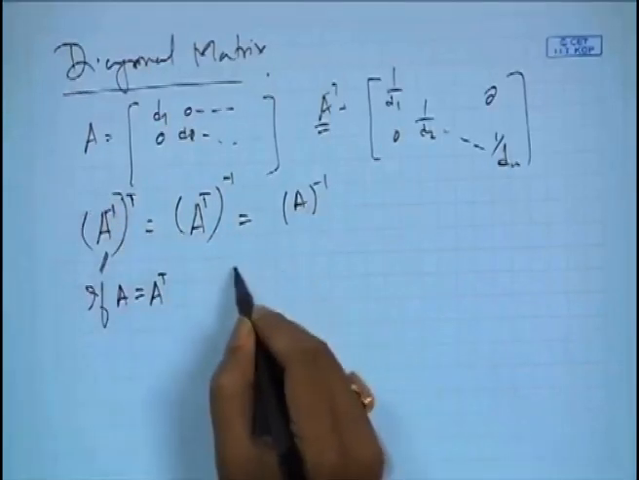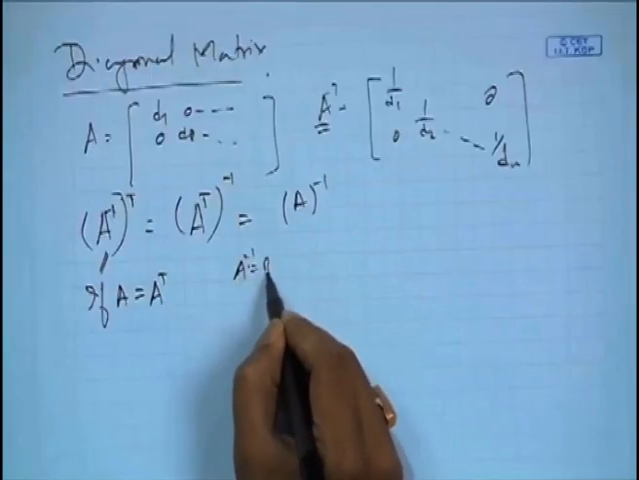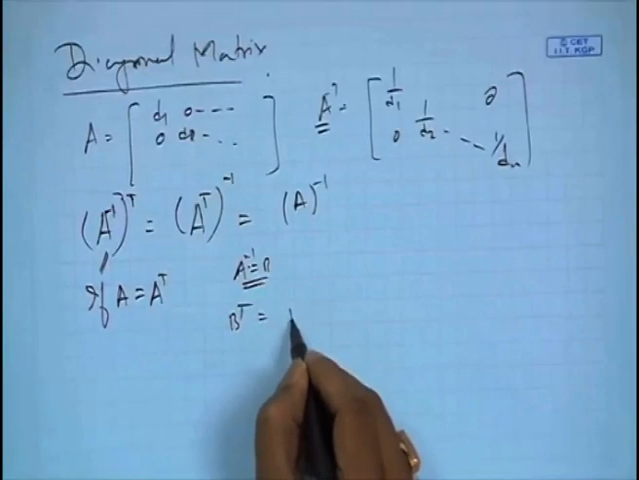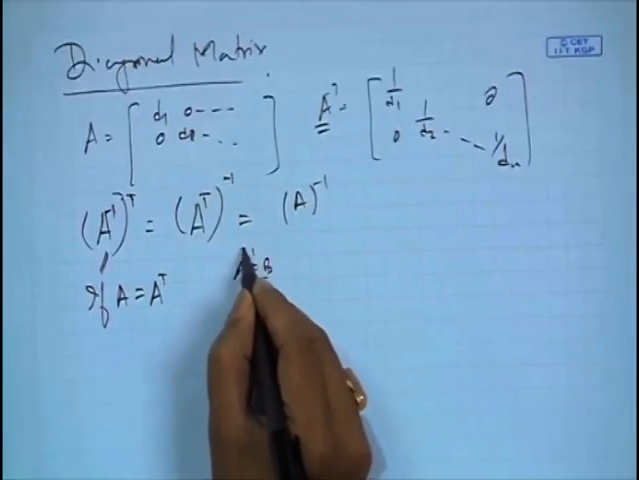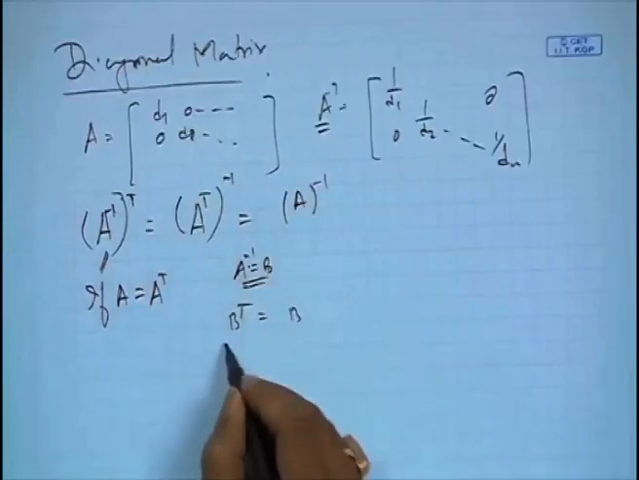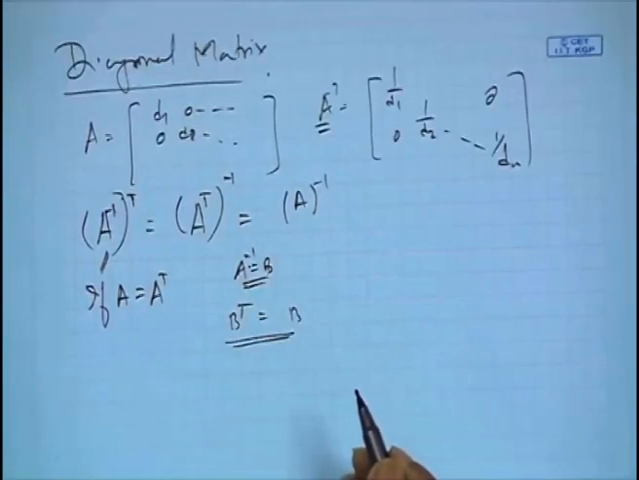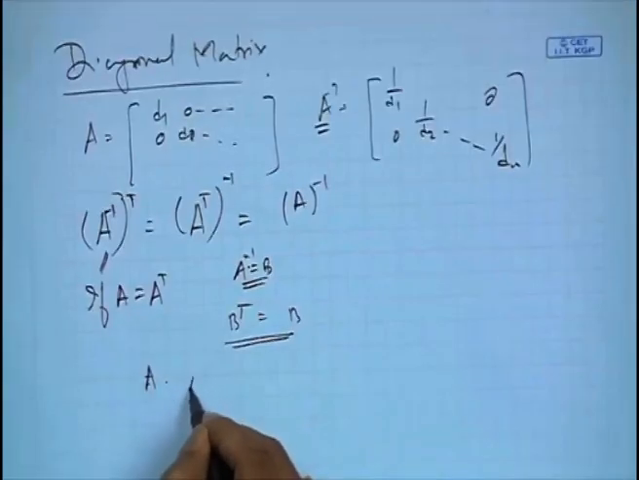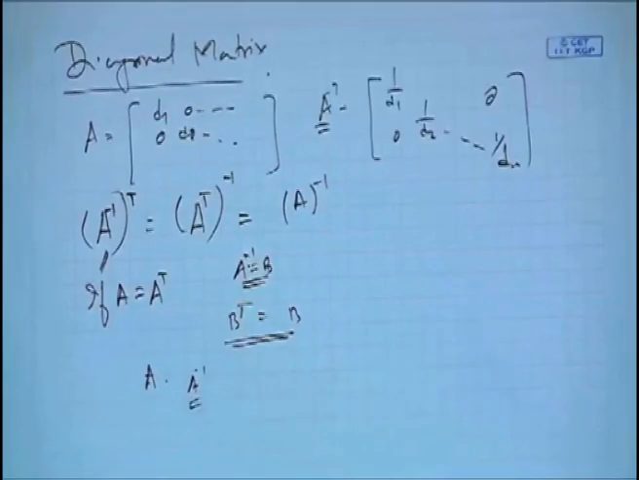So let's say A inverse is equal to B. So what we have is B transpose is equal to B, right? I've taken A inverse as B, and B transpose is equal to B. So that means if A is a symmetric matrix, the inverse is also symmetric. So that is also very useful. Whenever we have a symmetric matrix, it is very useful.